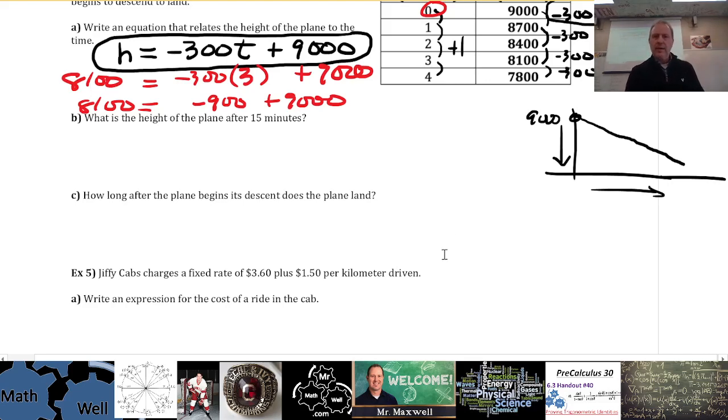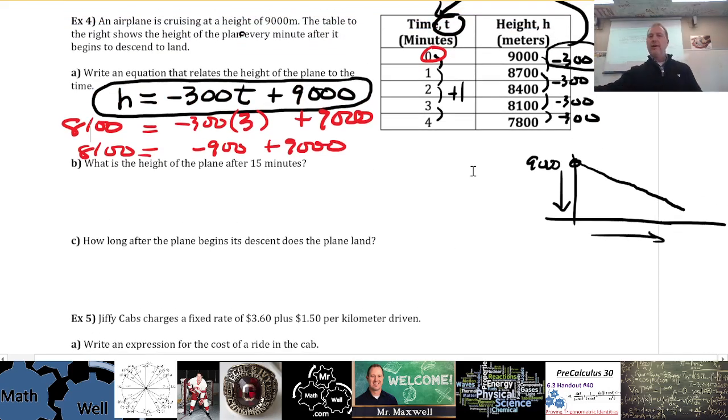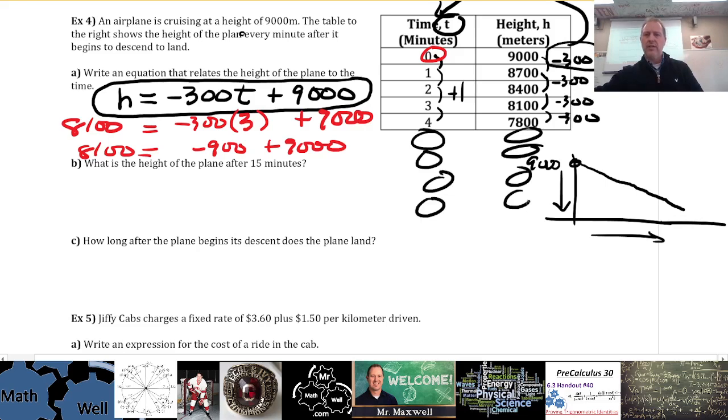Okay, let's see about B here, though. What is the height of the plane after 15 minutes? I guess we can't figure that out because I don't have 15 on my chart. There's no 15. So I guess we skip it, right? No? Okay. How do I figure that out then? Okay, I'm hearing a lot of stuff here. So should I add numbers to this chart until I get to 15? 15 is the variable. So I should use my equation. That's why we need an equation.